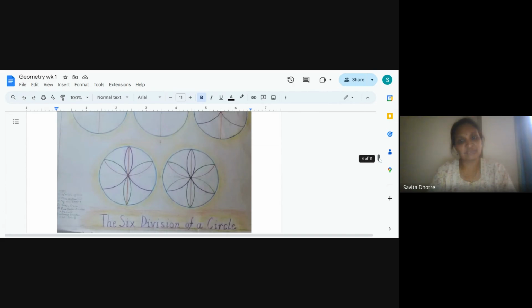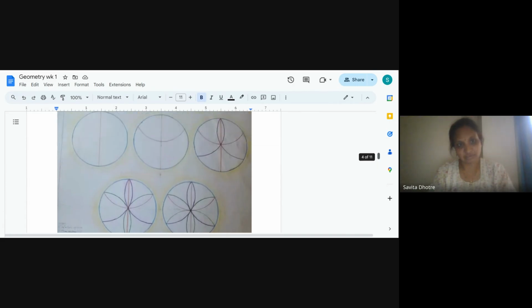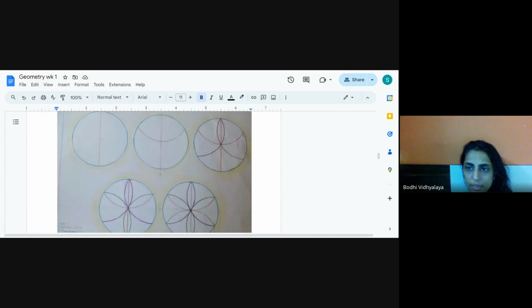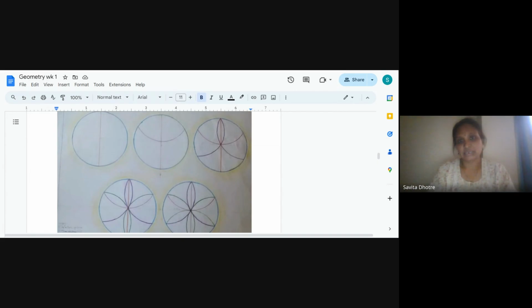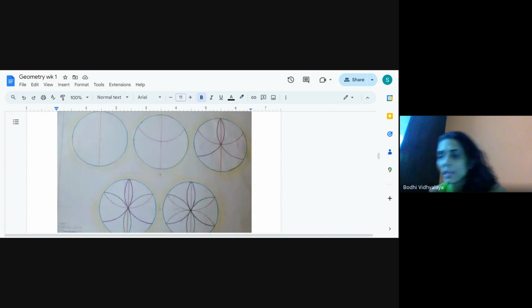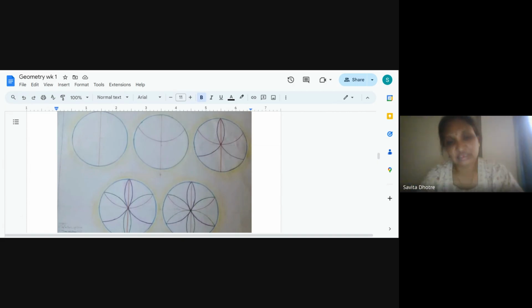And then we did the 6 division of a circle. Okay, so these are the steps for 6 division of a circle. Did you get your geometry? Yes. So can we just try? Now yes. I have drawn 5 circles here. You don't have to draw 5 circles. Okay. So first just draw the circle and make the diameter.